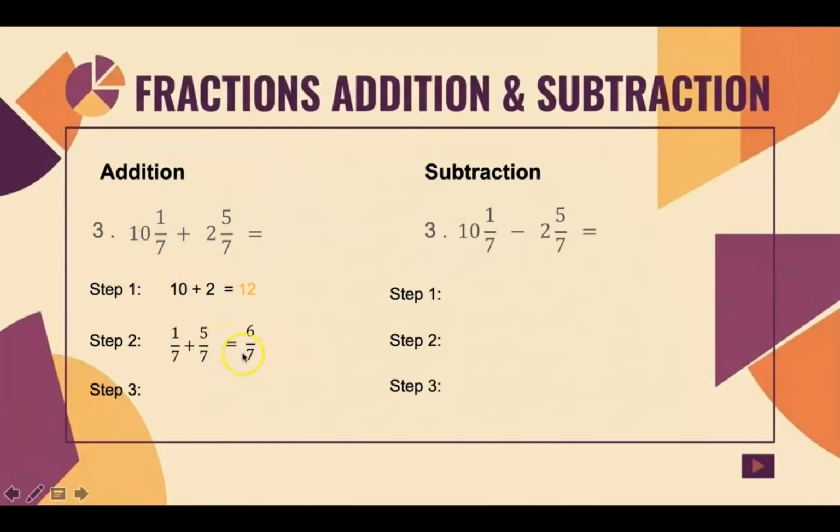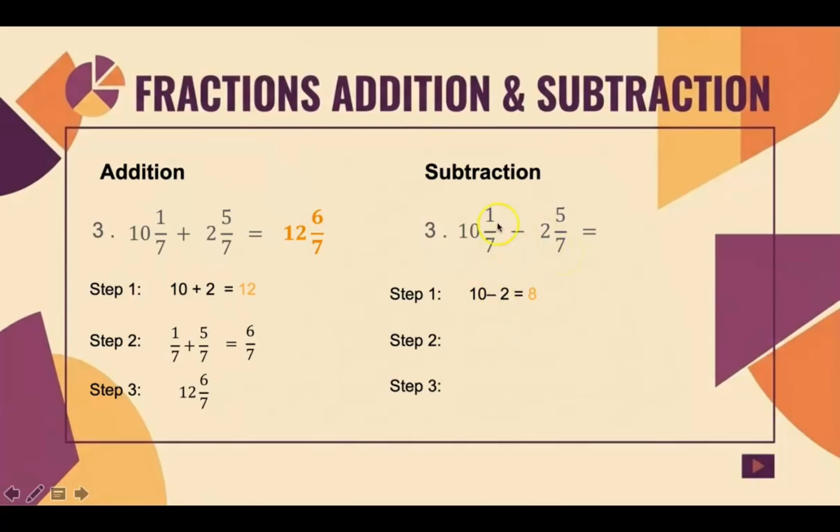And we do not need to worry about the common denominator, as 7 is the denominator in both of the fractions. And now we need to add these up for the grand total in step 3. And 12 plus 6/7 gives us 12 wholes and 6/7, meaning our final answer is 12 wholes and 6/7. Now let's do subtraction. So first, if we separate the wholes, we get 10 minus 2, which makes 8.